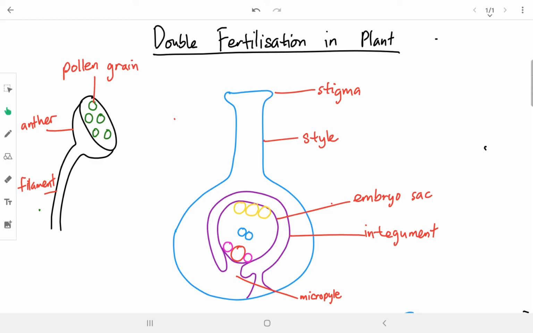As you can see, in this diagram, I already draw the structure of anther and filament. This is the stamen and this is the carpel or pistil. Okay, this is the male part and this is the female part, and these structures can be found inside flower.